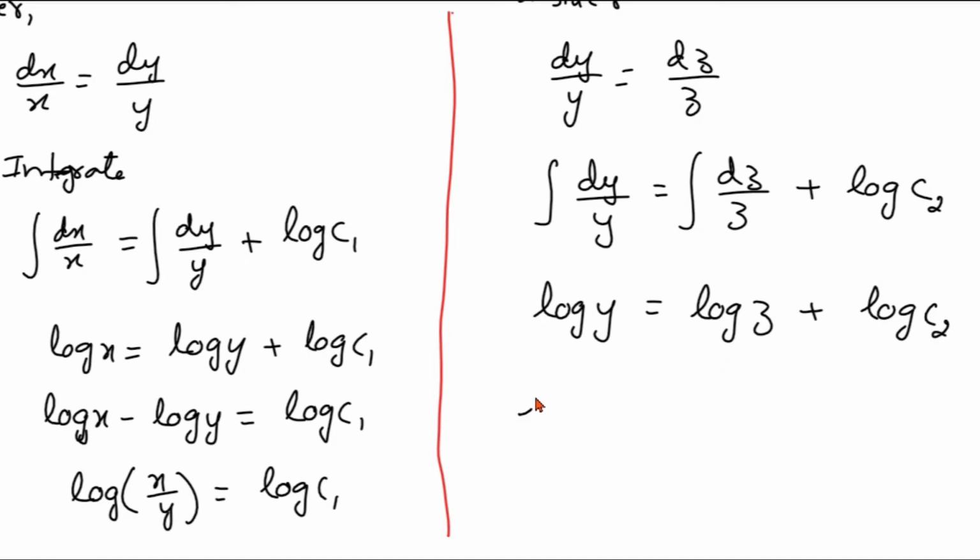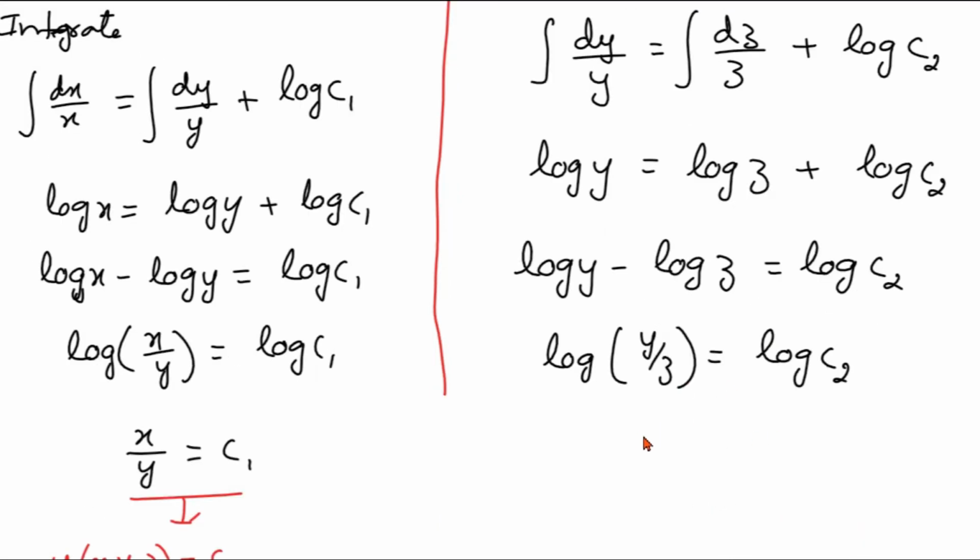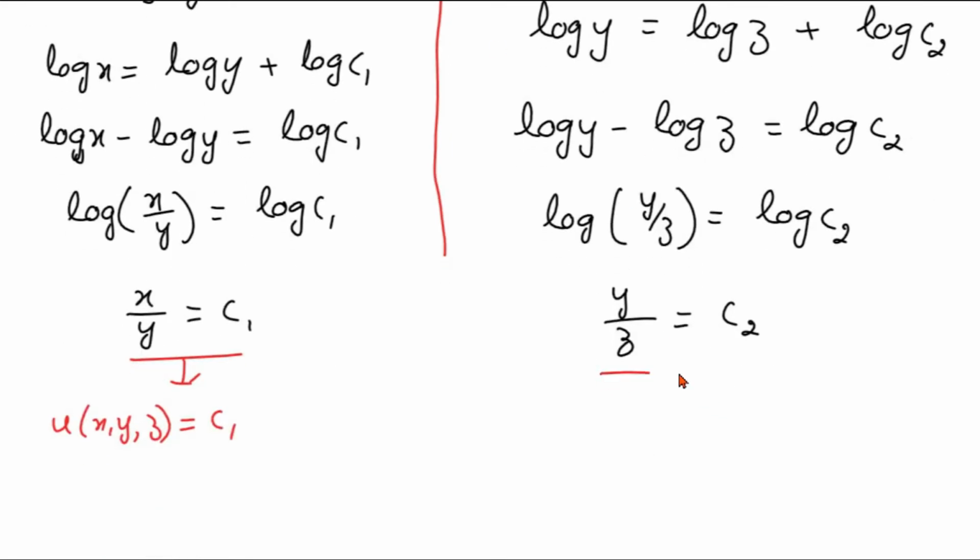Log of z you can send to the other side, so it will be log of y minus log of z is equal to log of c2. Once again it is in the form of log m minus log n, which will be log of m by n, that is y by z is equal to log of c2. Our log will vanish, and you'll just be getting y by z is equal to c2. This value is in the general form: v of x comma y comma z is equal to c2. You should always get the solution of this form.